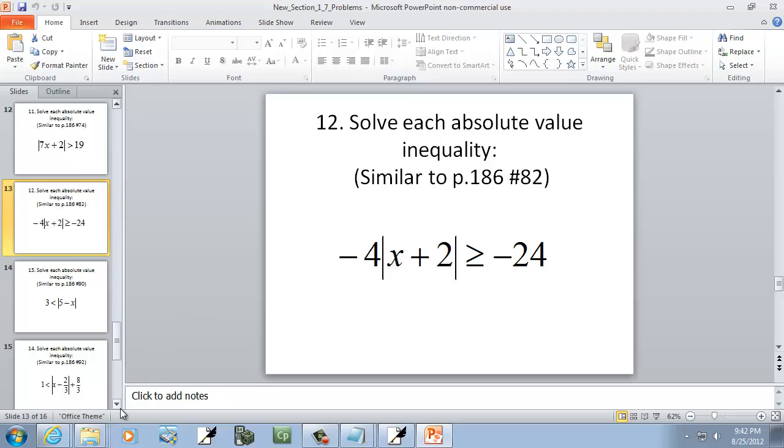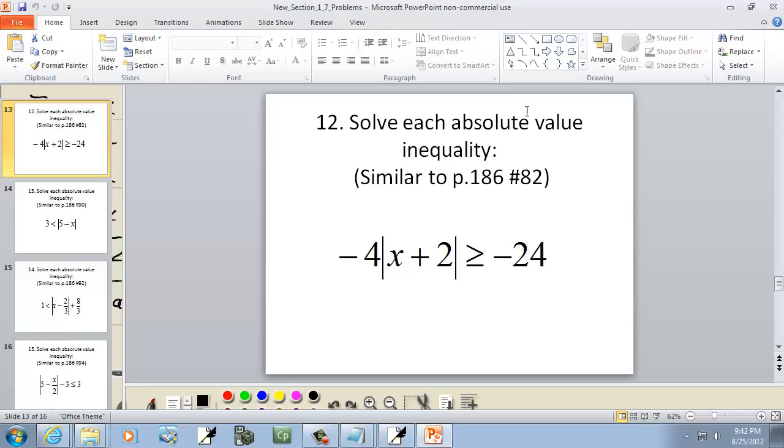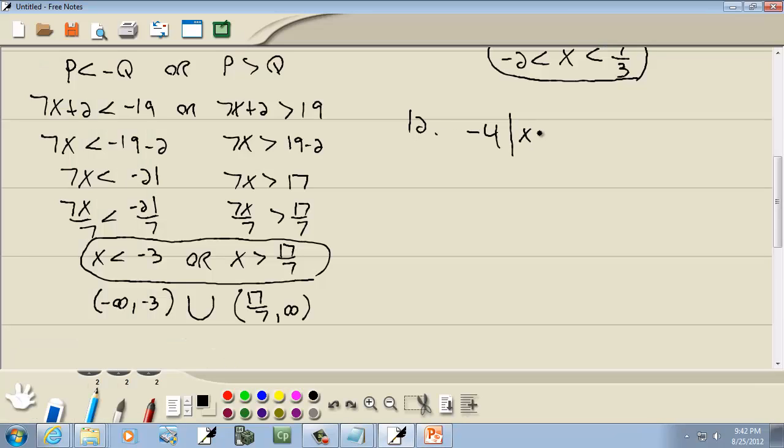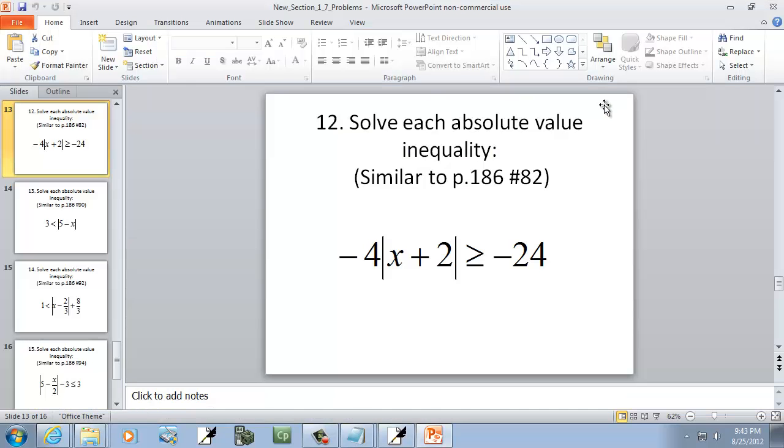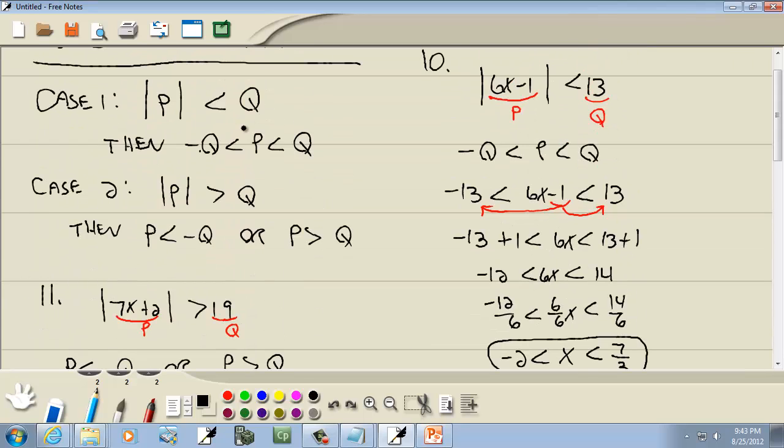And let's take a look at this one. The absolute value of x plus 2 is greater than or equal to -24. Now at first glance, this looks like the greater than formula. Looks like it would be case 2. Now I know it's a greater than or equal to, but you just put a line underneath these to change them to the equal to part.